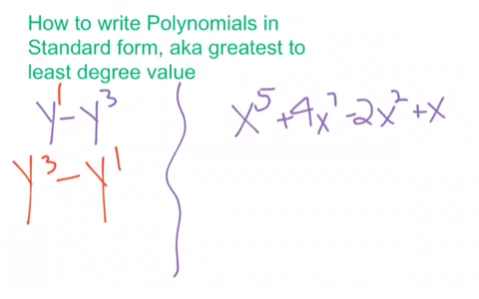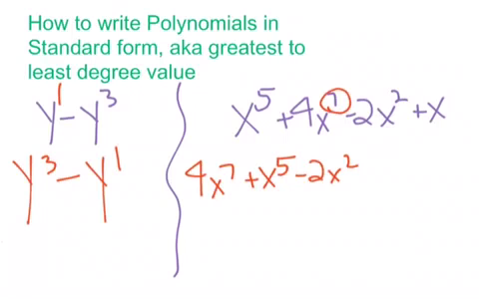Okay, over here the greatest degree is 7. So it's going to be 4x to the 7th. The next highest degree would be x to the 5th. Then negative 2x squared plus x. So it goes 7, 5, 2, 1. Descending order. Okay? All right, I'm going to have you do a couple of these on your own.